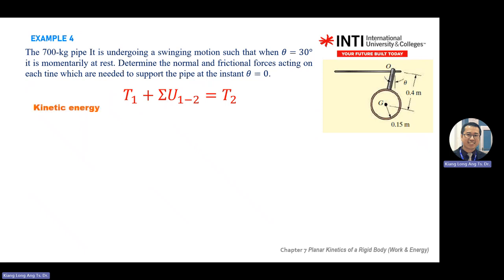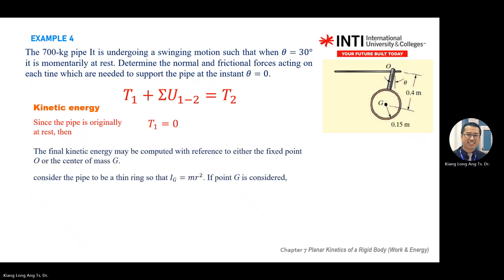Kinetic energy, so T1, starting from rest, equal to 0, and P1 is 0. In this case, we only need to use kinetic energy equal to half I_O omega squared, or half I_G omega squared. So we will compute it at either the fixed point O or at the center of gravity. It depends on where you want to refer to. Right? Consider the pipe to be a thin ring. So you can refer to this standard shape in the table. You assume it as a standard ring. Then you will see I_G equal to mR squared. This one, refer to the table.